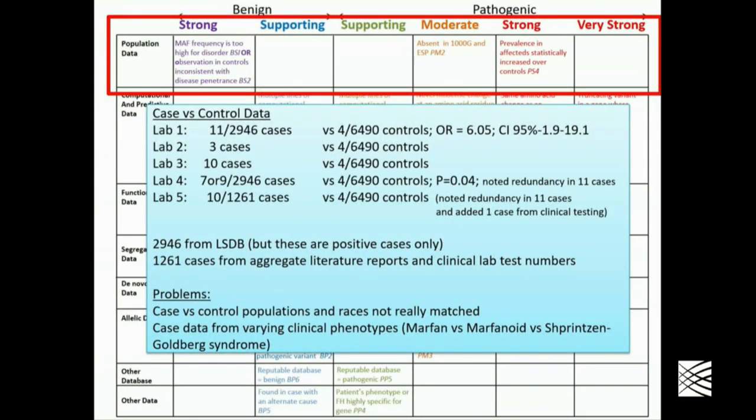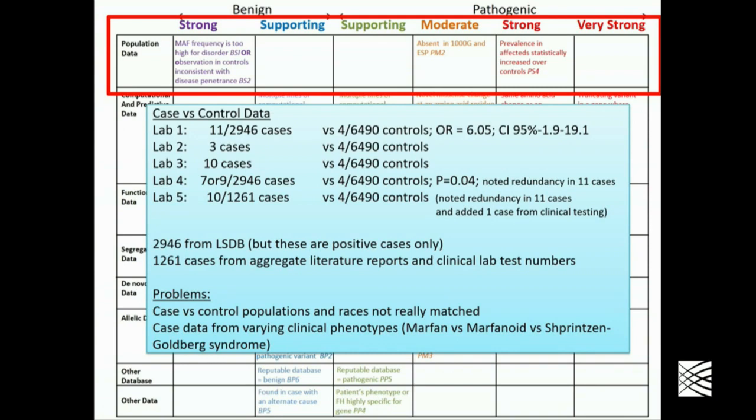Also, coming up with denominators is not straightforward sometimes, especially when you're using databases like ClinVar. There's often no denominator. A lab will submit a variant, and sometimes they'll say how many cases they saw it in. You have no idea out of what number of cases they've tested. So sometimes people will make up numbers, like, well, I got 2,946 because that was the total cases reported in the locus-specific database. Well, that's not really a good way to do it.